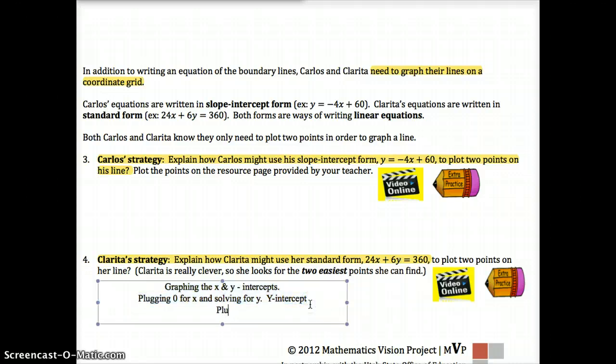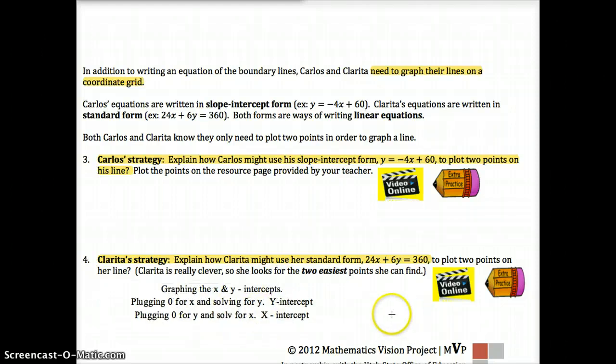And then you needed to do it again, and plug in 0 for y and solve for x. And this finds you the x-intercept. Okay, so there should be some type of explanation like this. And these are the two easiest points because plugging in 0 makes the calculation very easy. Okay, so that should be kind of what you have for this one.